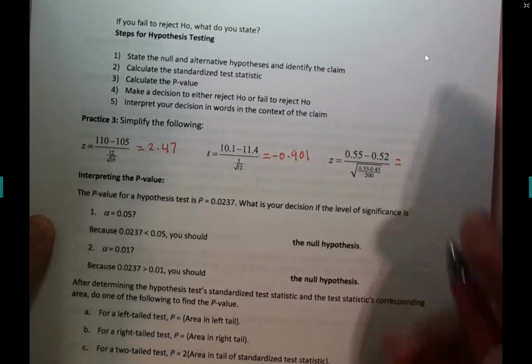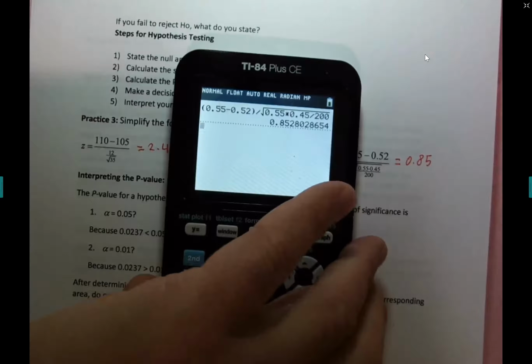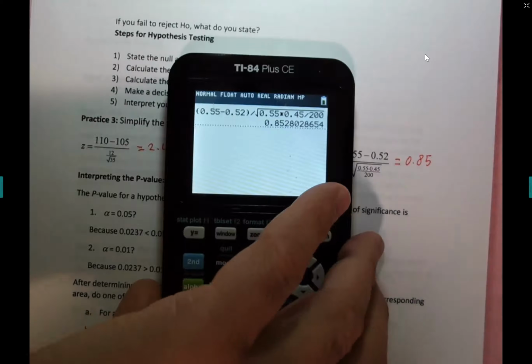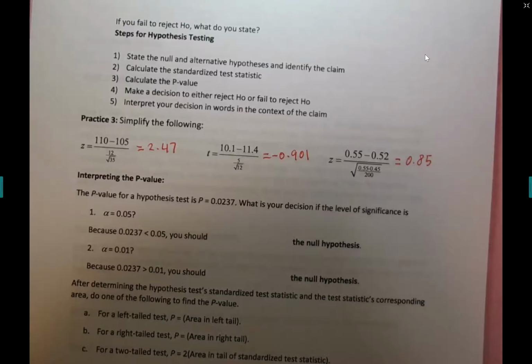I'm sorry, for the third one, when you put in there the square root, is that 0.55 minus 0.45? No, times. That's a multiplier. Okay, multiplication, yeah. I know it looks like minus, but it's multiplication.